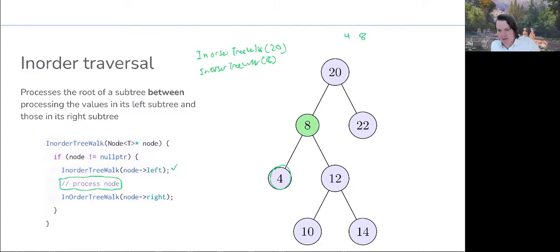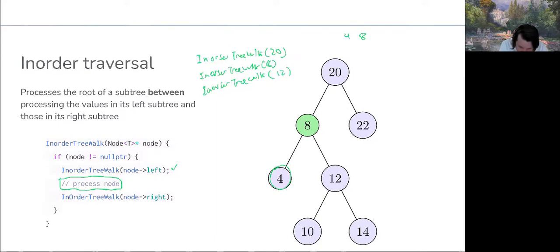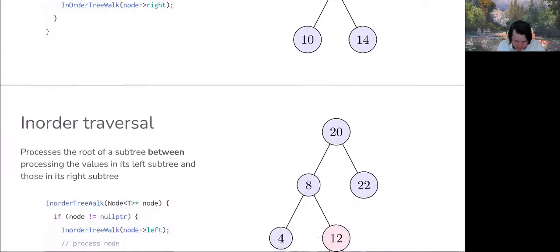So guess what we're firing off next? In-order tree walk on 12. So that's going to be pushed to the stack. And guess where we are now?